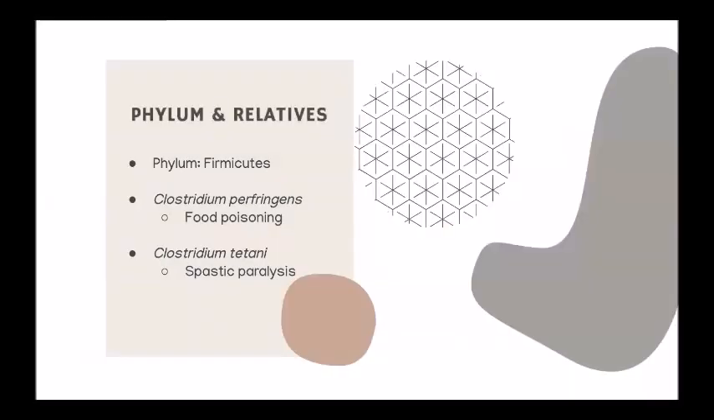C. diff is part of the phylum Firmicutes and has many relatives, including Clostridium perfringens, which can cause food poisoning and diarrhea, and Clostridium tetani, which can be found in soil and cause spastic paralysis.